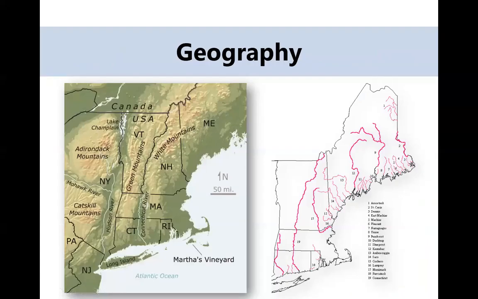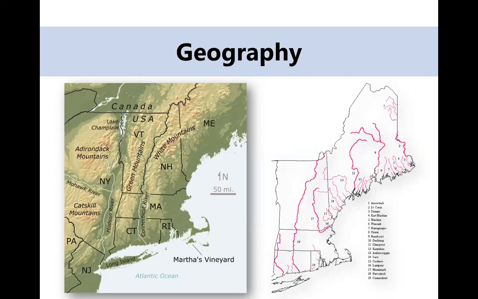The New England landscape is influenced by the Appalachian mountain chain, which in New England is known as the Green Mountains of Vermont and the White Mountains of New Hampshire and Maine. These mountains present formidable barriers to settlement.